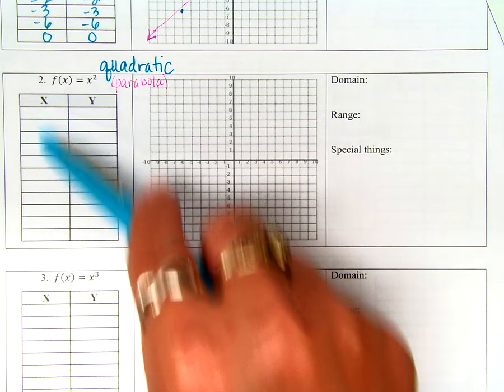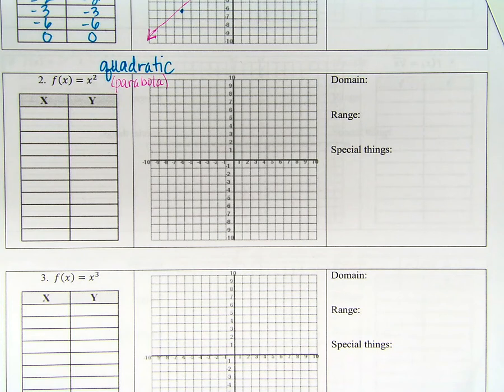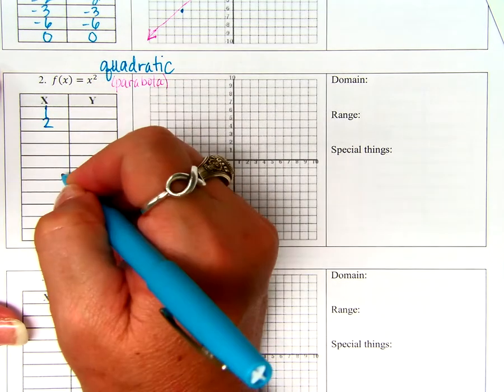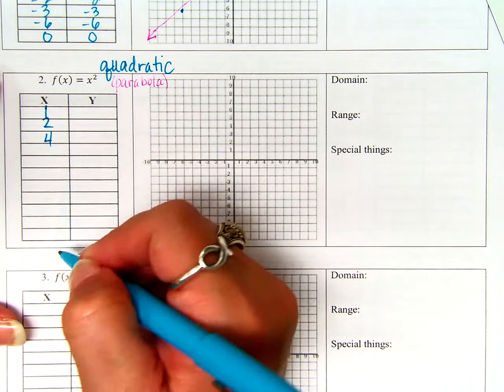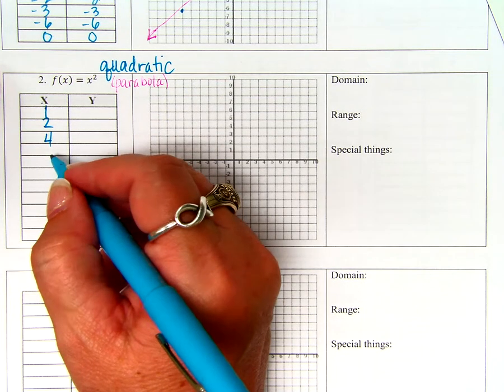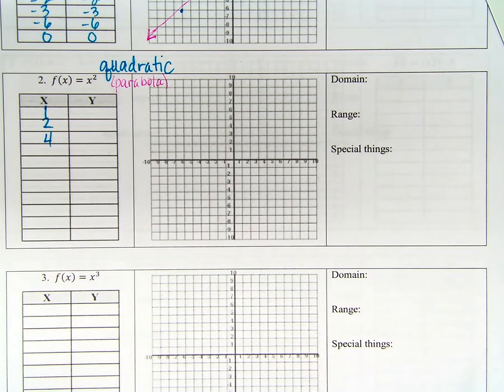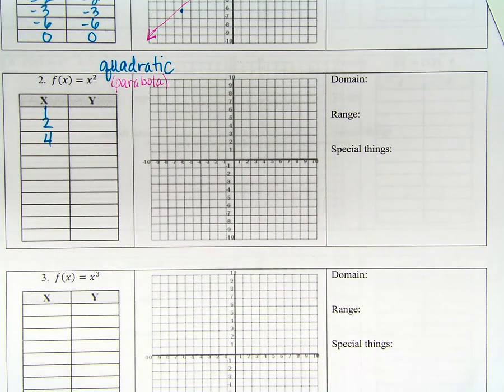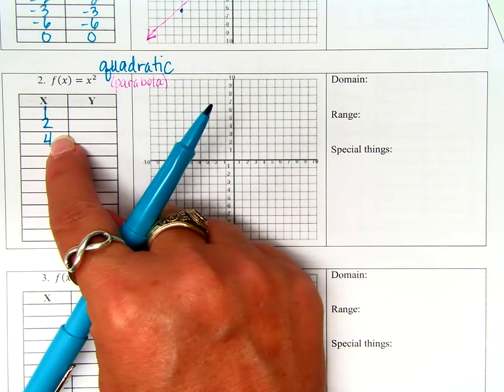Okay, so what kind of x's are we going to choose? 1, 2, 4. You know what? I wouldn't choose 6 this time. Do you know why? I wouldn't even really choose 4, but I wrote it down so we could talk about it. Why would I not choose 4 or 6? What happens when you square 4?